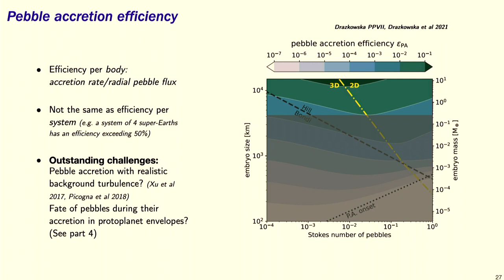Now there are many outstanding challenges. Two that I picked out here: what are the pebble accretion efficiencies with realistic background turbulence? We have already had some work on this, but I think much more is needed. And what is also the fate of these pebbles when they enter the envelope? That is actually a new phase of pebble accretion, and we'll talk about that more in part four.